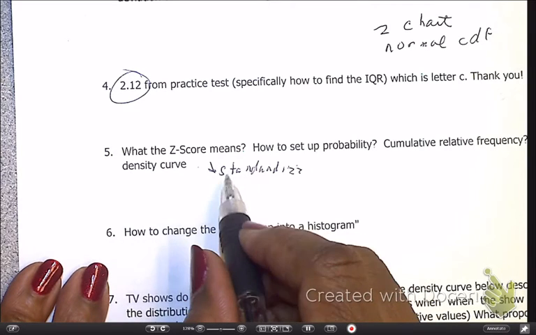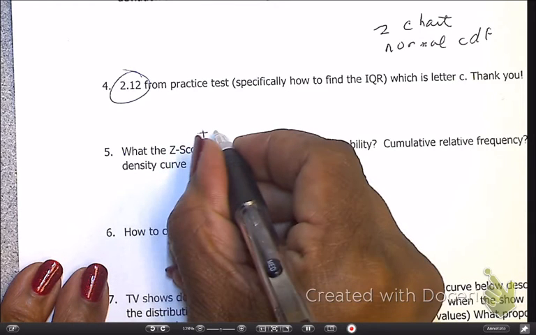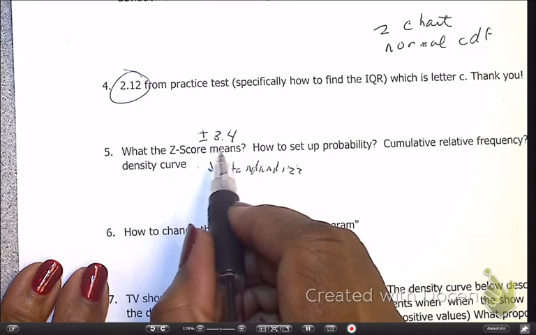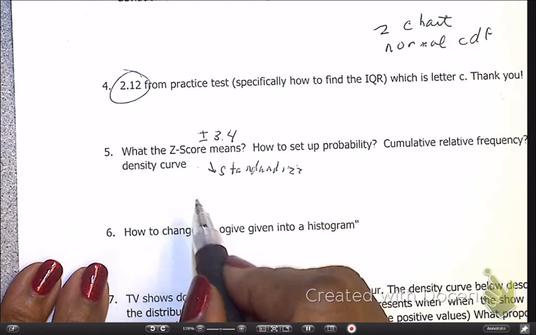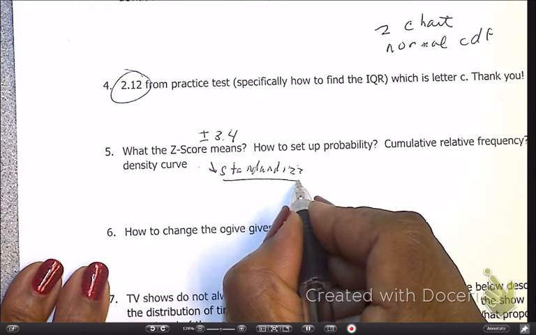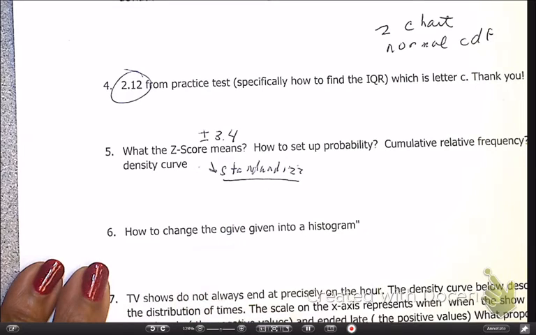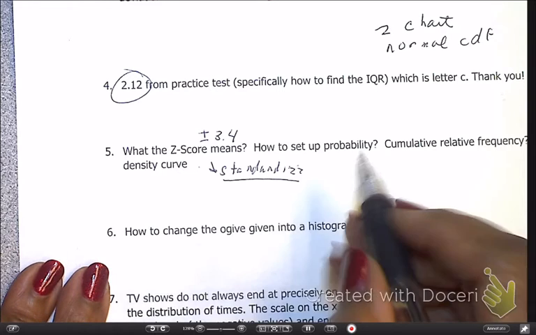So that's why we say in general, based on your chart, it is between a positive and negative 3.4. A Z-score is a way to standardize information to figure out the average distance away from the mean once standardized. So again, how to find the average distance away from the mean once standardized.